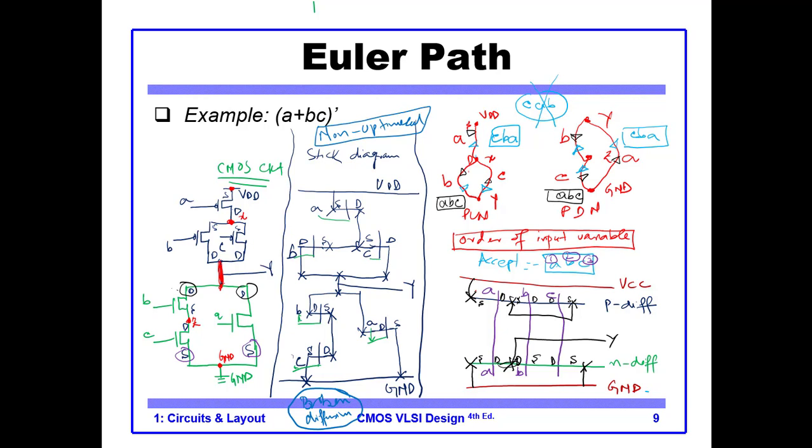You see here, the source of B and the source of C are connected to the drain of A. And lastly, the drain of B and drain of C, which is this point, they both are connected to our output. Okay, so this is the whole layout.